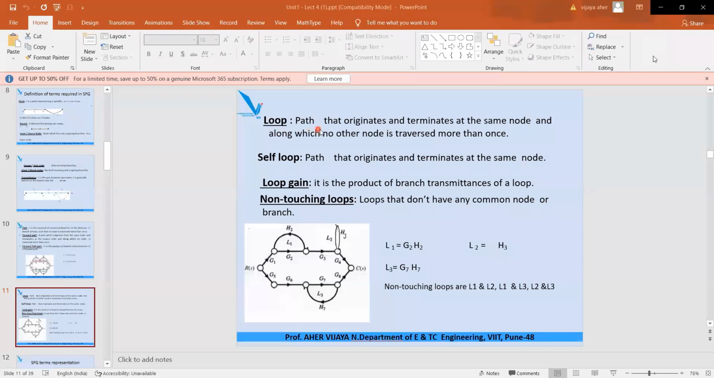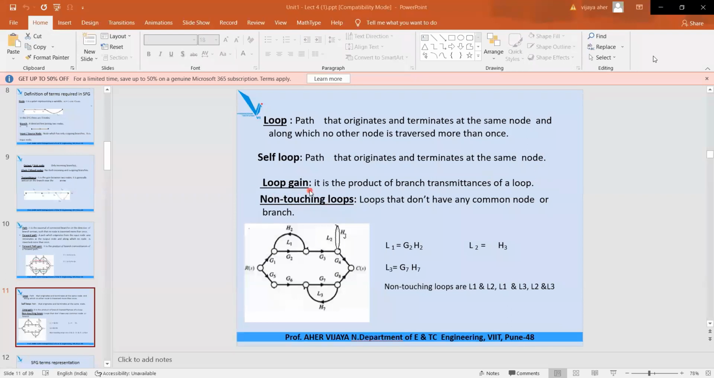Loop is nothing but a path that originates and terminates at the same node and along which no other node is traversed more than once. Self loop is a path that originates and terminates at the same node. So I'm going to show you what is self loop, what is loop.